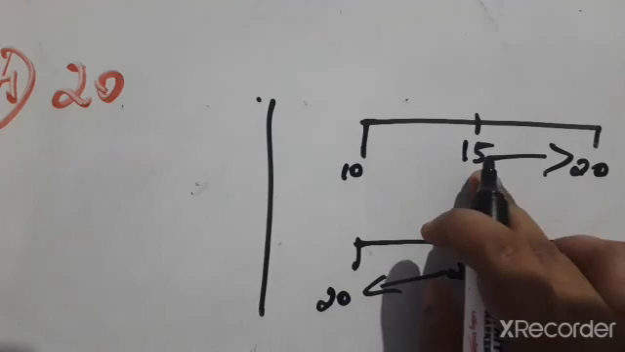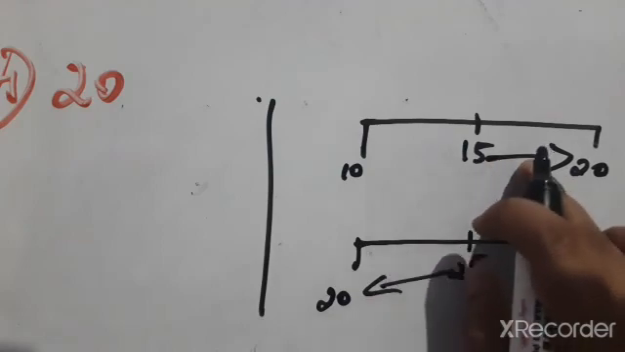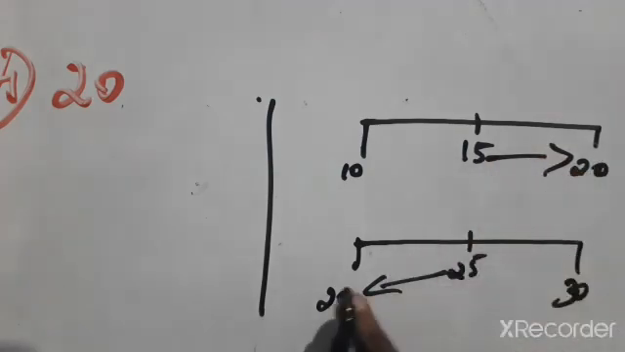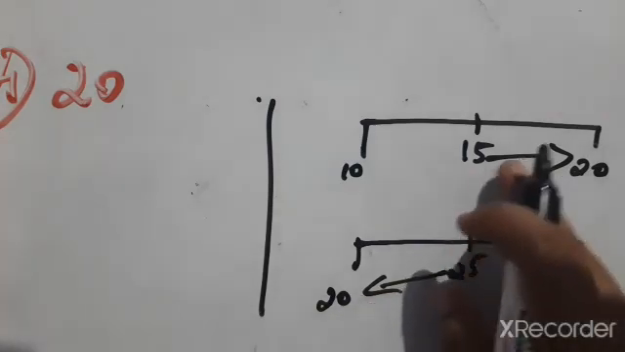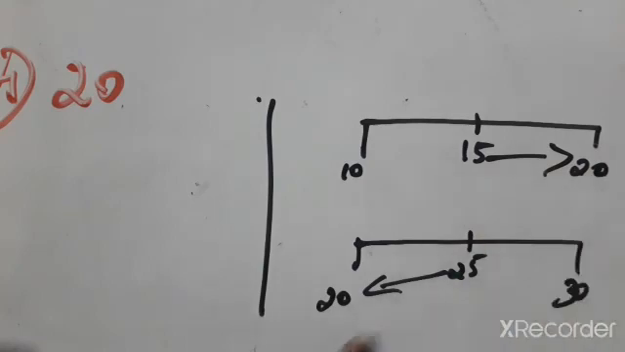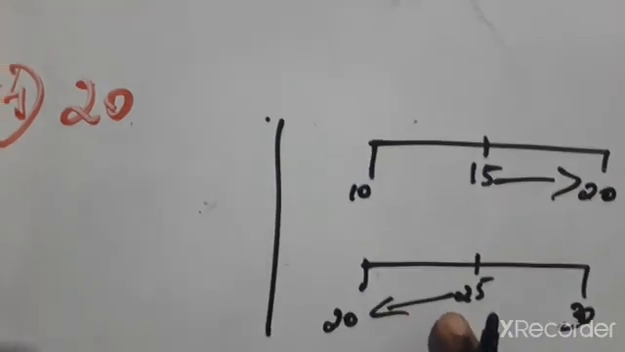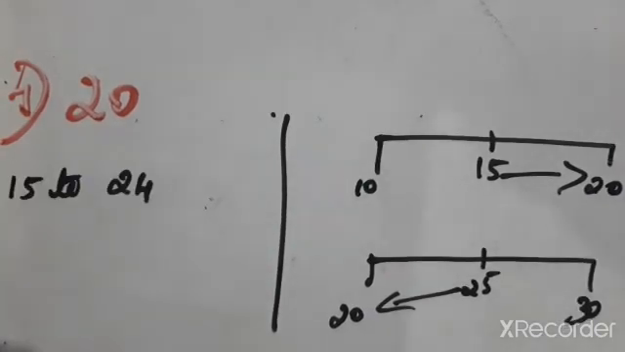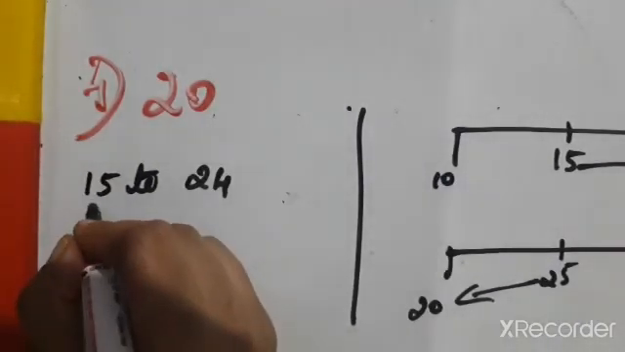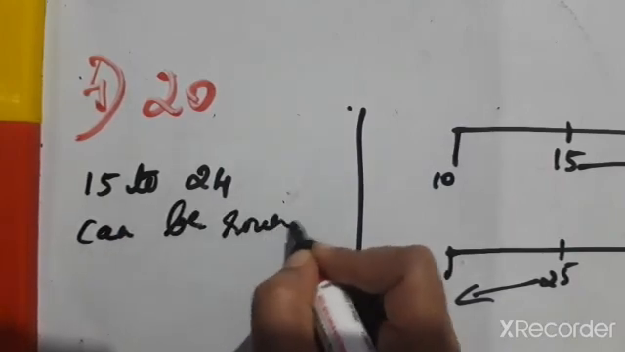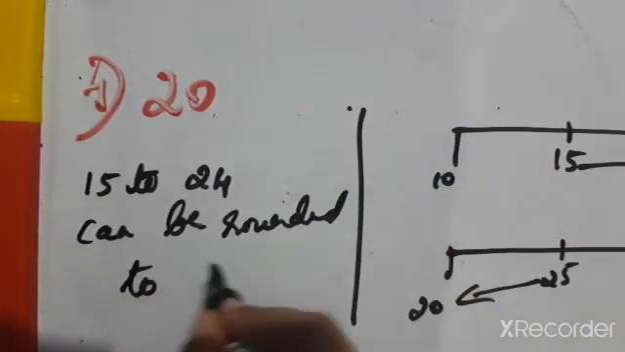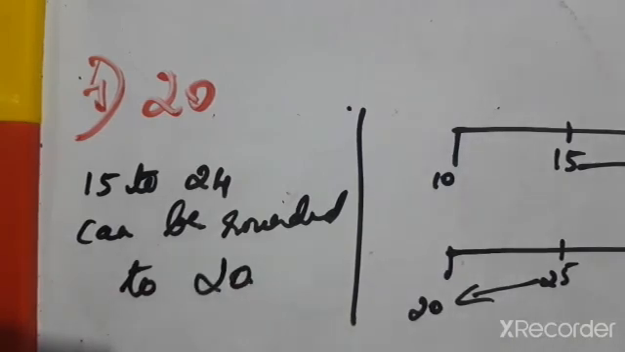So 15, 16, 17, 18, 19, 20, 21, 22, 23, 24 are rounded to 20. So what is the answer? The answer is numbers from 15 to 24 can be rounded to 20.